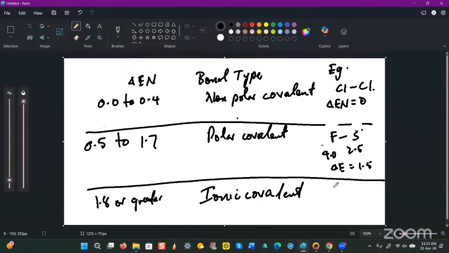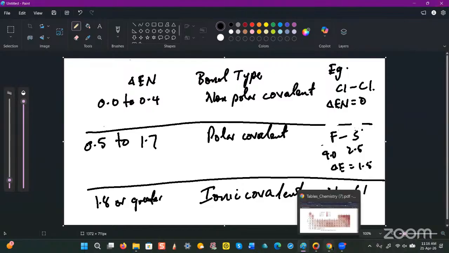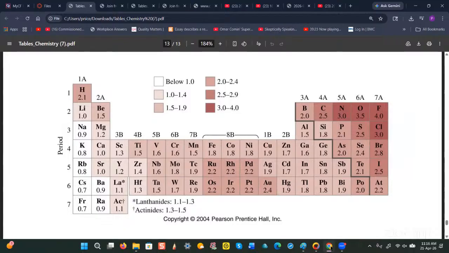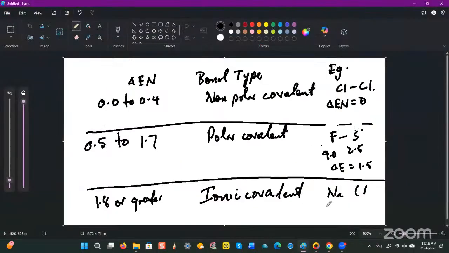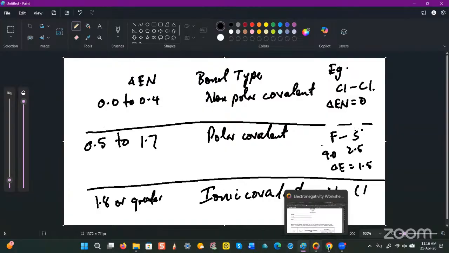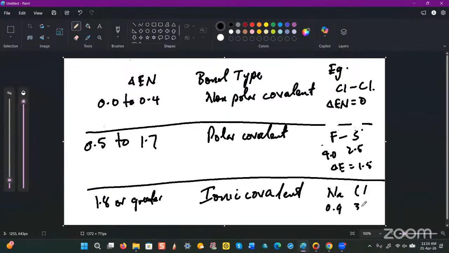So a good example of this would be the sodium to chlorine bond, right? Because sodium has a very low value. Yeah, you could do the hydrogen and fluorine. Yeah, we could do that. Let me use this first. 0.9 for the sodium, and for the chlorine is 3.0. So the difference is what? 2.1. Right? So therefore the sodium to chlorine bond is ionic.